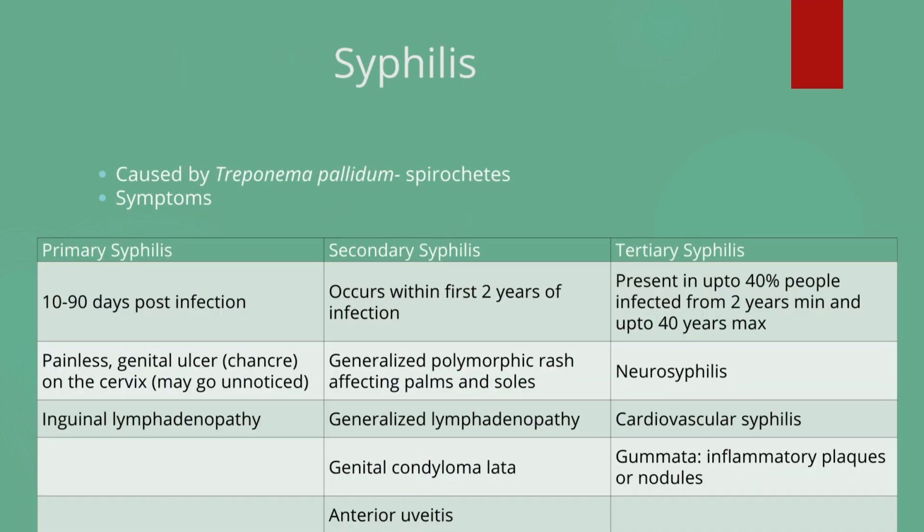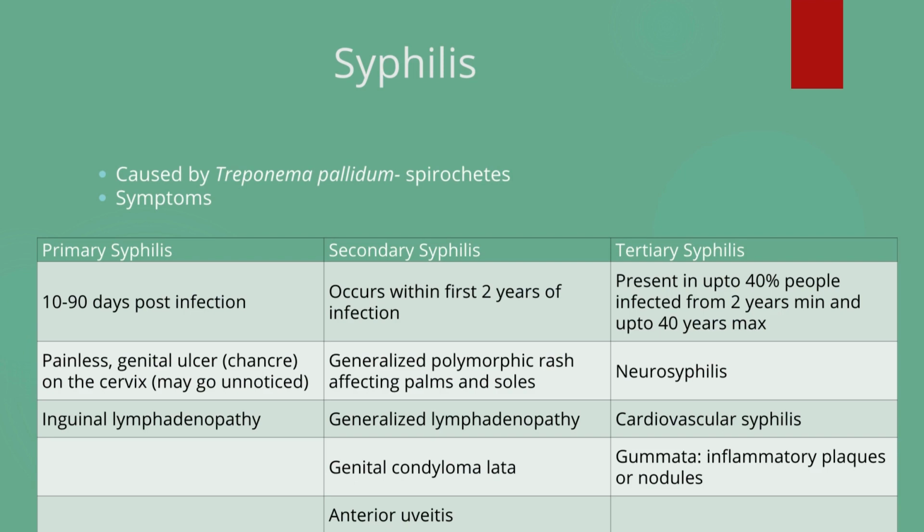Then we come to syphilis. Syphilis is caused by Treponema pallidum, which is a spirochete. And I've divided the symptoms into three categories. You know that there is primary syphilis, secondary syphilis, and tertiary syphilis. Primary syphilis, 10 to 90 days post infection: a painless genital ulcer called a chancre on the cervix. It can be unnoticed. There is usually inguinal lymphadenopathy.